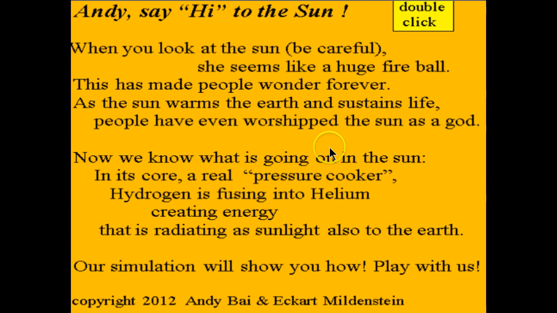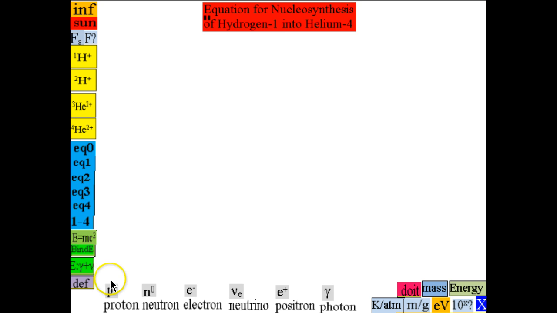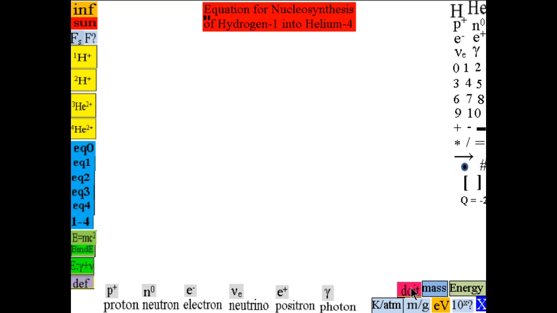We start our demonstration by double left clicking on the cover page and saying hi to the sun. Next, double left click on the red button on the right hand side and then assemble the equation for the nucleosynthesis of hydrogen 1 into helium 4.